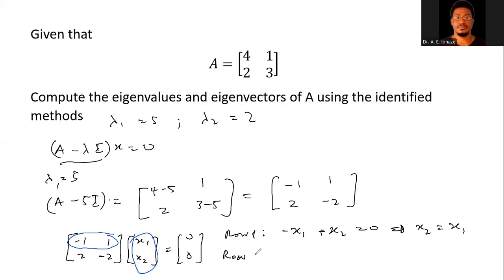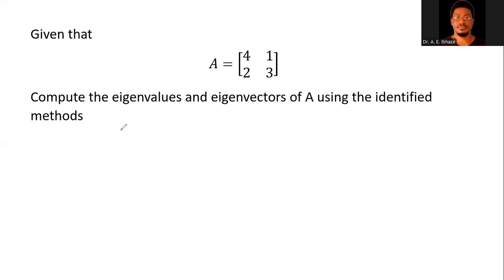And for row 2, we do the same thing. So 2 times x1, that would be 2x1, minus 2 times s2 would be minus 2s2, is the same as 0. And in this same way, this will cross the equality sign, so s2 is the same as s1. So from this, the eigenvector associated with the eigenvalue 5 will be s1 being the same as 1, 1, because s2 is the same as s1. So when s1 is 1, then s2 is the same as 1.